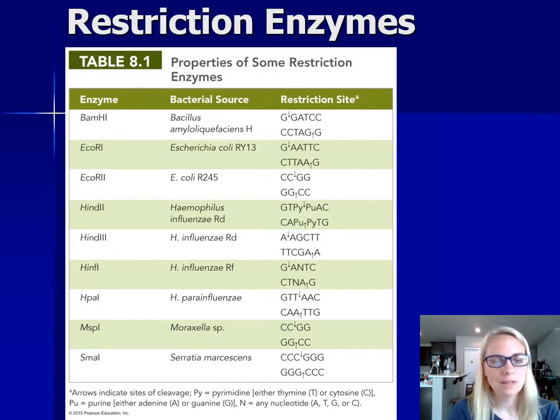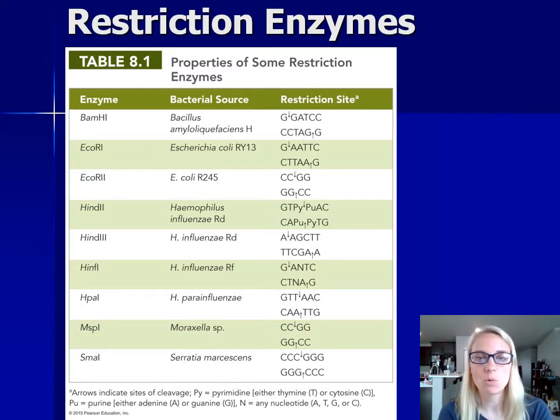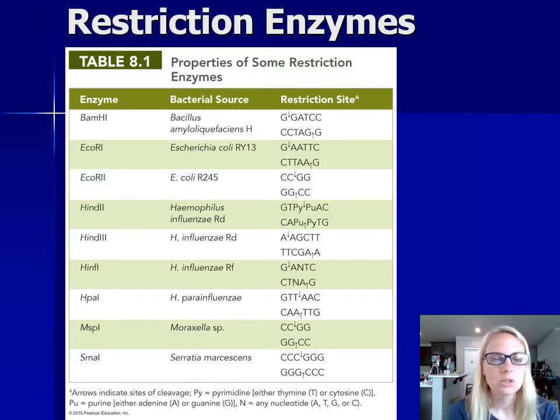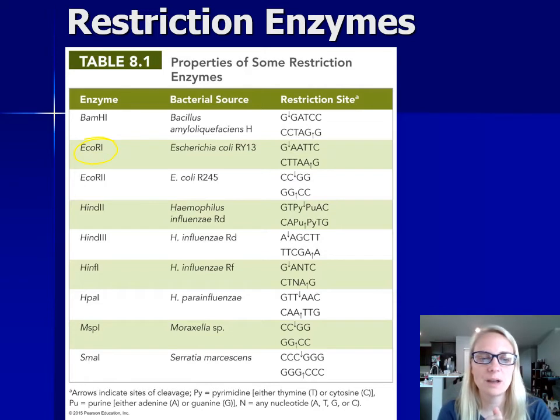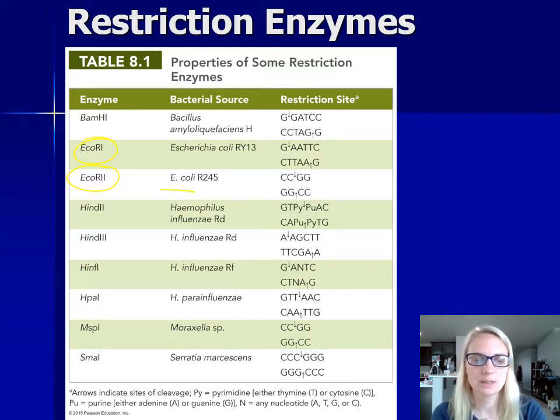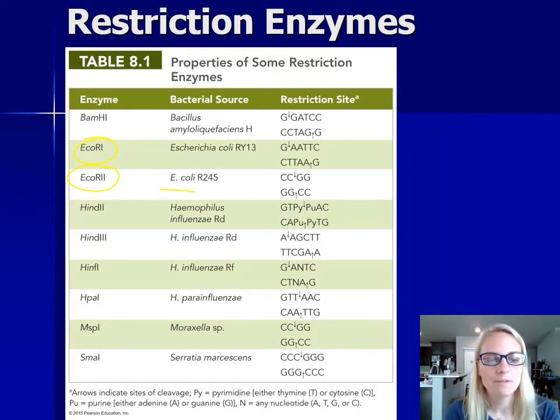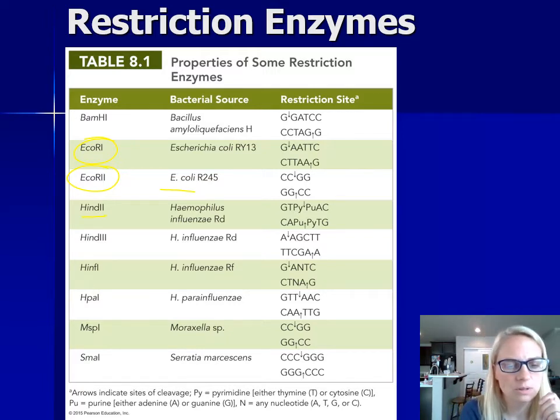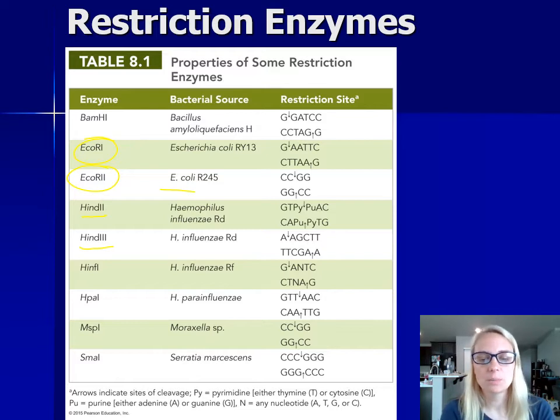So the name of the enzyme is typically named after the organism that they find it from and how many they have. So EcoR1 is the first restriction enzyme that was isolated from E. coli. And then we have EcoR2. It was the second restriction enzyme that was isolated from E. coli. Or we have HindII and HindIII. And so if you take a look, we can see some of those restriction sites.